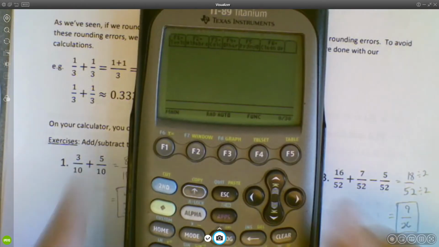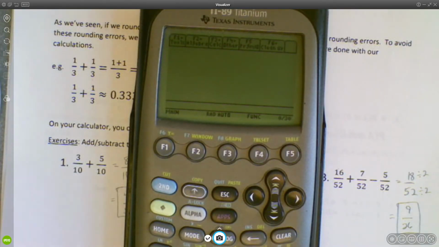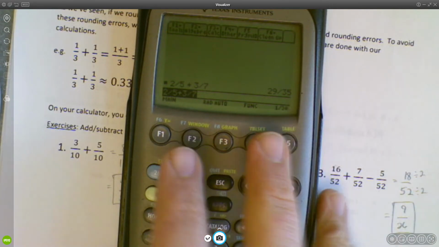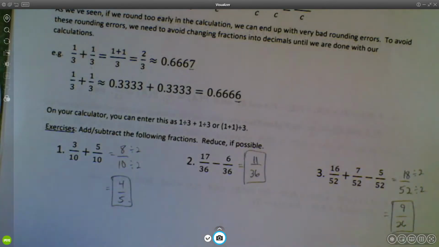If you did happen to need to add fractions that have different denominators, just use your calculator. It's fine. You know, if you had 2/5 plus 3/7 or something, your calculator will handle this just fine. Okay, and give you the answer in fraction form. Okay.